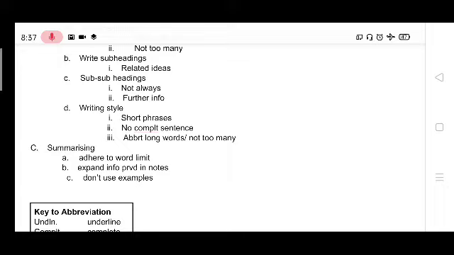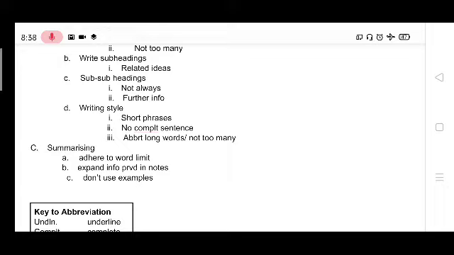No complete sentences. Now this is very important, and we had discussed it in detail in the previous session yesterday, that we do not write complete sentences. You lose your marks if you write complete sentences in your notes. Then you have to abbreviate the long words, not too many. You just need to keep the abbreviated words within the window of 4 words to 8 words.